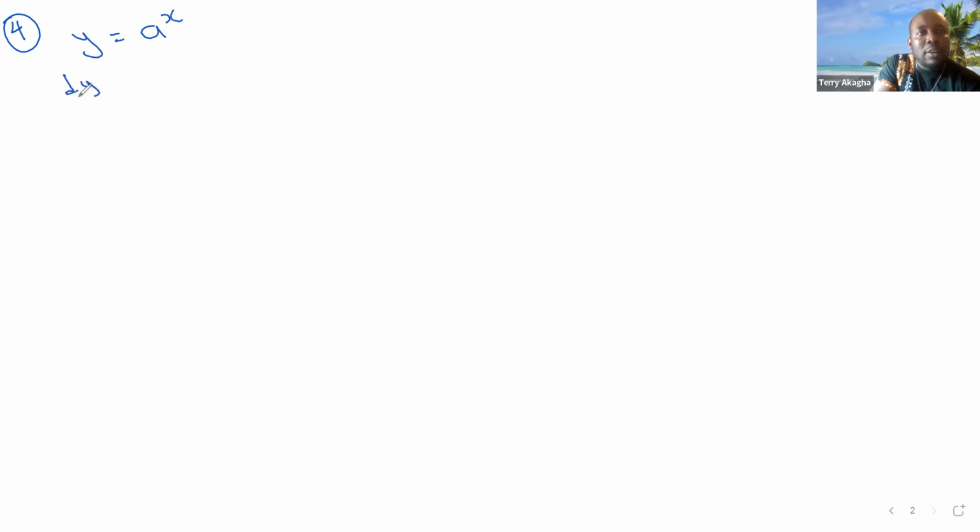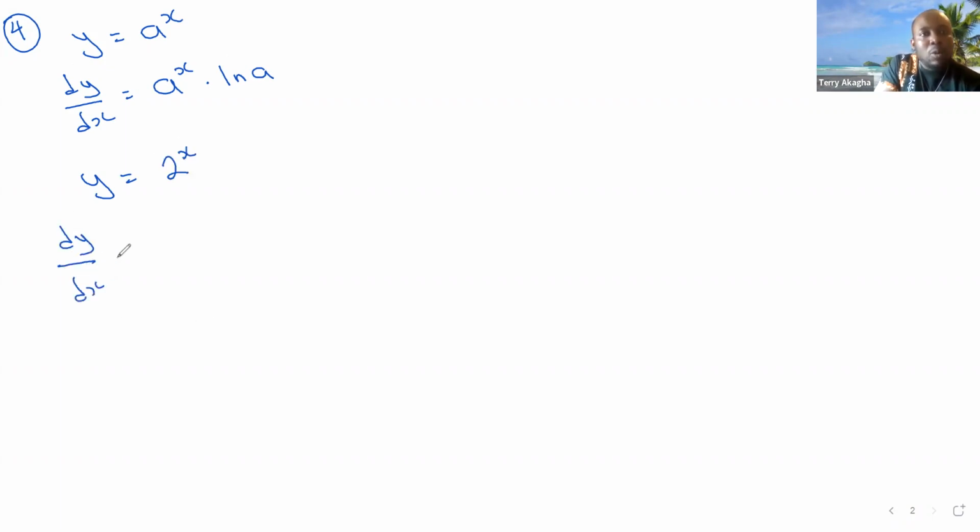When is dy over dx, okay? It's going to be, you take the function away, so it's a raised to the power x, ln of a, that's it. So for instance, if you have y is equal to, let's say, 2 raised to the power x, I'm going to have dy over dx will be equal to a^x ln a. So that means it's going to be 2 raised to power x ln a, and a is going to be what? 2. And that's the answer for that.